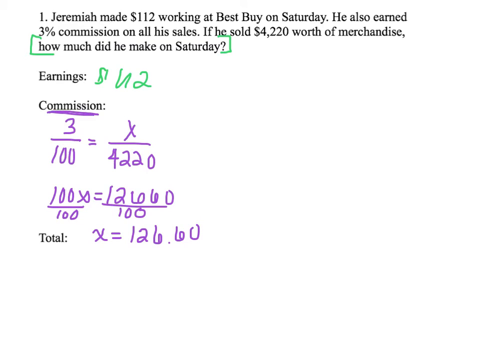This is extra money. So my last step is to add what he already made in his paycheck plus the extra money he gets for selling merchandise. And when I add it up, I get $238.60. Great job if you got that correct, and if you didn't, correct any errors before moving on.